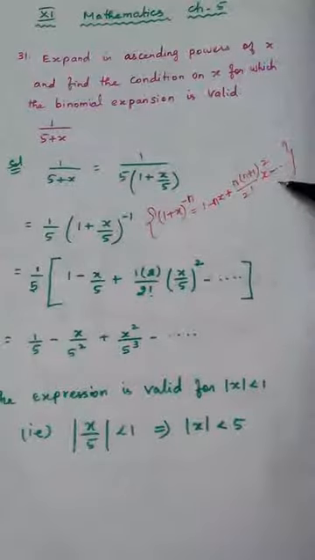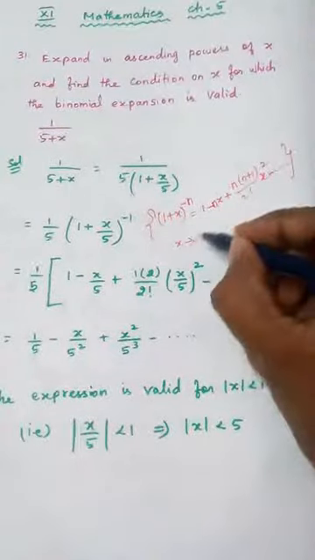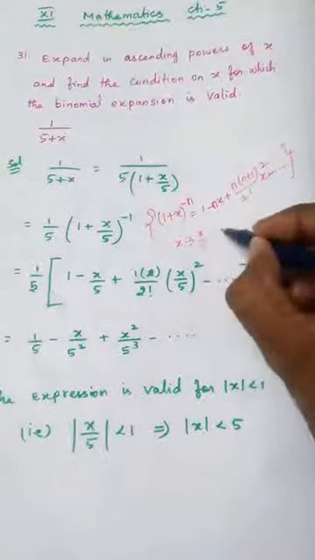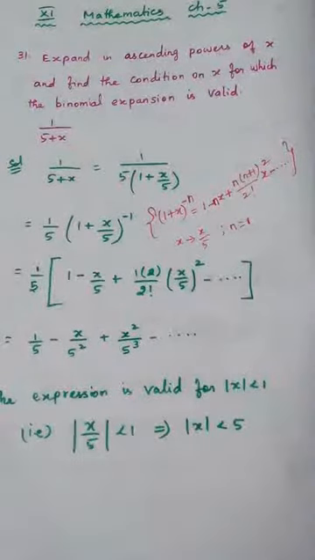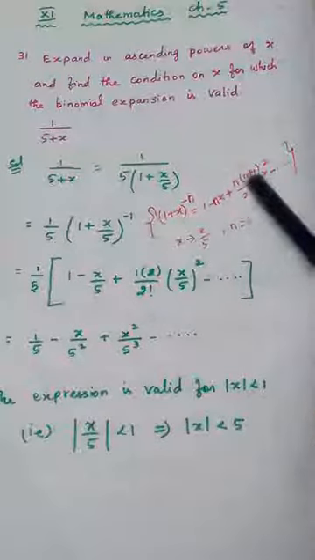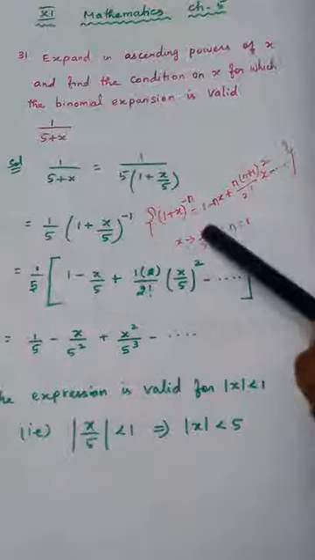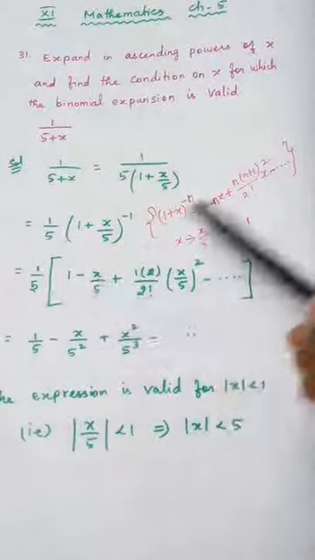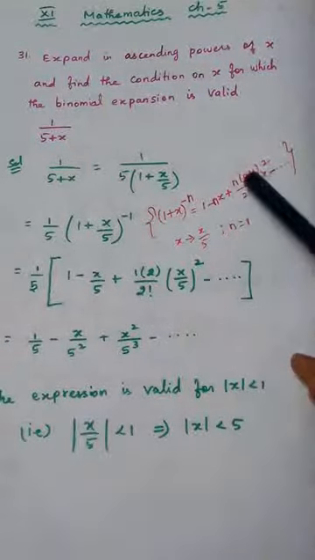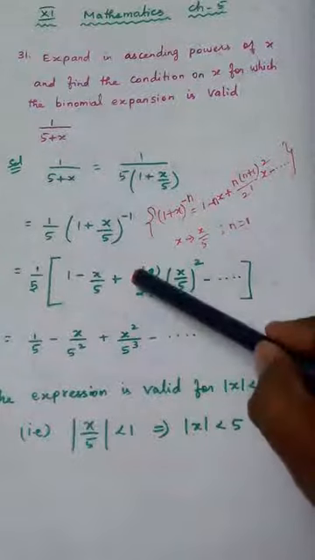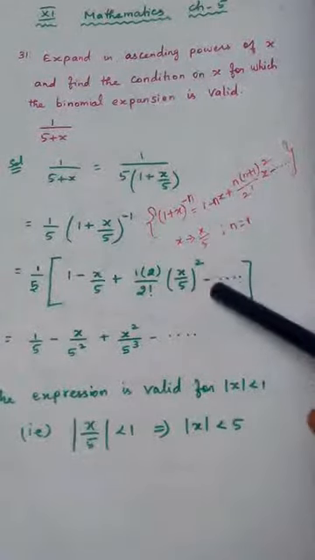The formula is this. But here, in place of x we are having x by 5, in place of n we are having 1, right? So we have to substitute in this formula. So 1 minus, n place means 1, x place x by 5, so 1 minus x by 5. Next symbol is plus, so plus n into (n plus 1), n is 1, so 1 into (1 plus 1) is 2, by 2 factorial, x square, minus, it goes on like that.